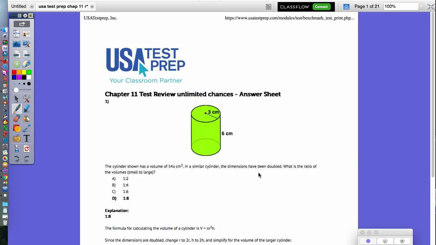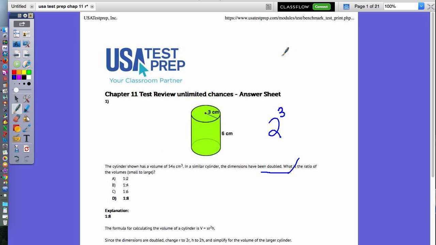So the key here is that the dimensions are doubled. And since this is a three-dimensional figure, there are three sets of dimensions. So you would write the scale factor here, and how many sets of dimensions are being doubled or tripled or quadrupled or whatever it is. Since three sets of dimensions are being doubled, 2 to the third power is 8. So the ratio is 1 to 8.